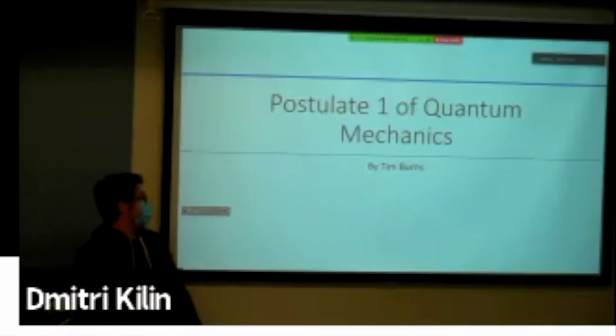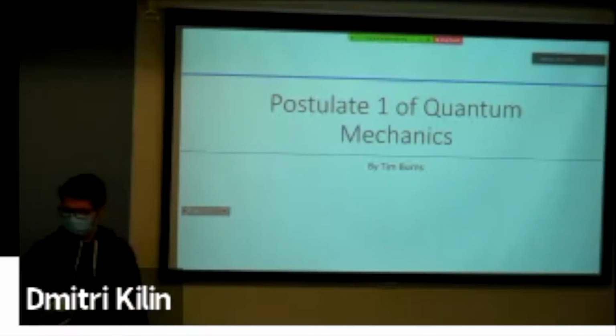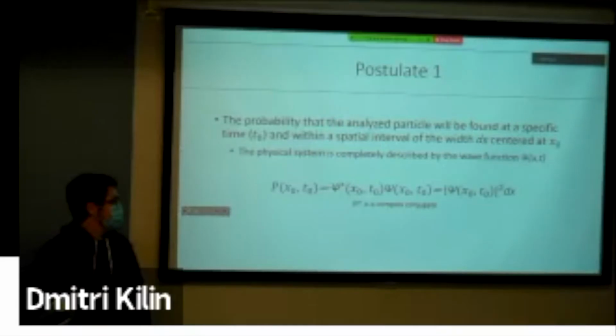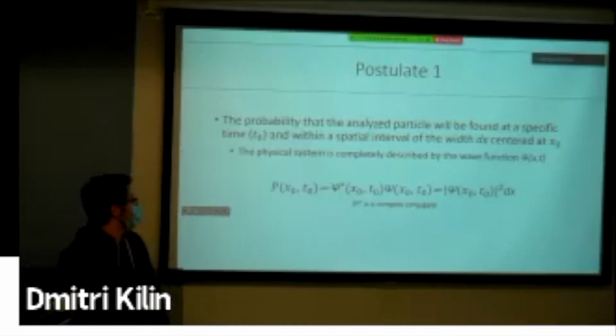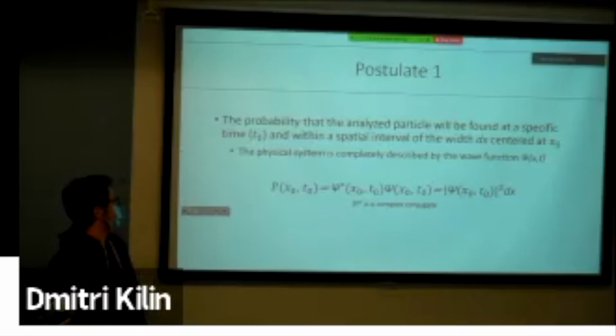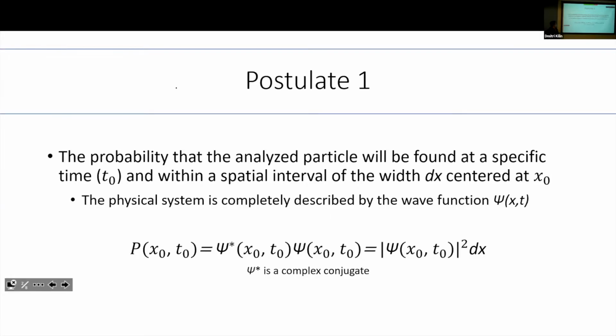Okay, so I have the first postulate of quantum mechanics. The first postulate states that the probability that the analyzed particle will be found at a specific time and within a spatial interval of the width dx centered at x can be calculated. Pretty much it just means the physical system is completely described by the wave function Ψ(x,t).